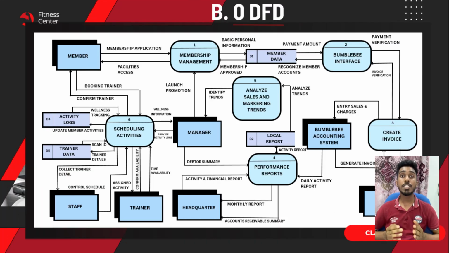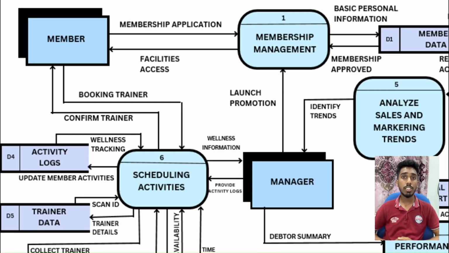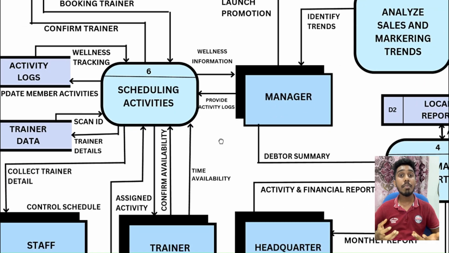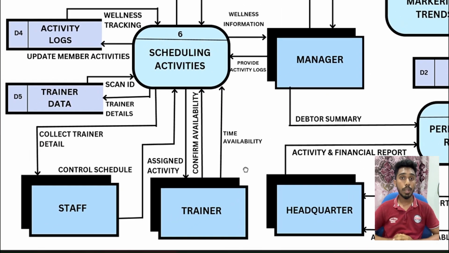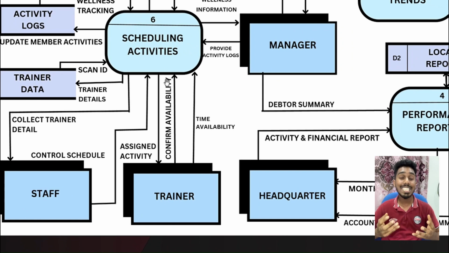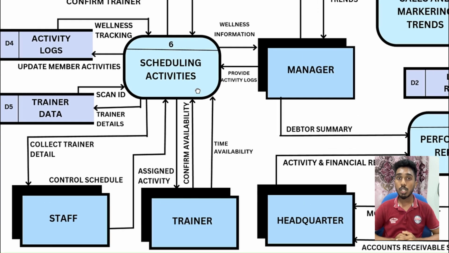For the last phase of 0DFD, the member will book a trainer through the scheduling activity process. The trainer provides the time availability. This information will be stored at the trainer data. Staff will collect the trainer details from the trainer data store by using the trainer ID. Staff use the trainer data store to control and manage the trainer schedule. At the same time, the trainer will also receive scheduled fitness coaching. Once the trainer confirms the availability, it will notify the member.